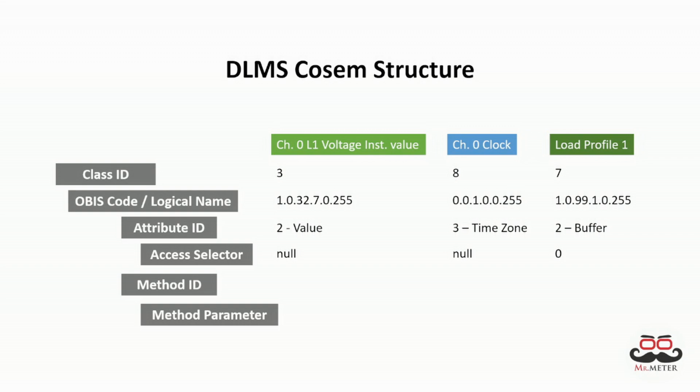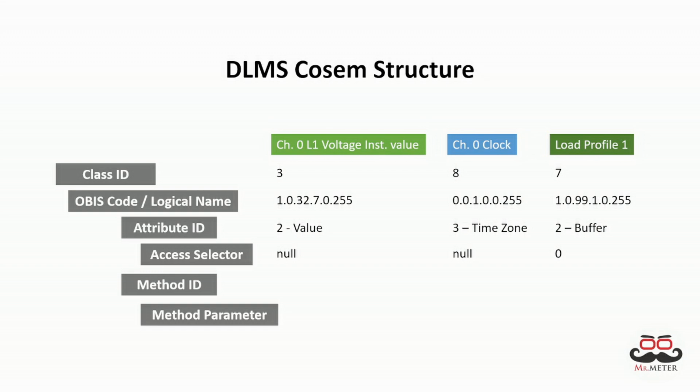For example, the voltage or current, which get updated every second or a part of a second, all go under the register category, which is class 3. Or a clock object always goes under class 8, or profile generic objects, like load profile 1, 2, and so on, or event logs, all go under the profile generic class, which is 7.